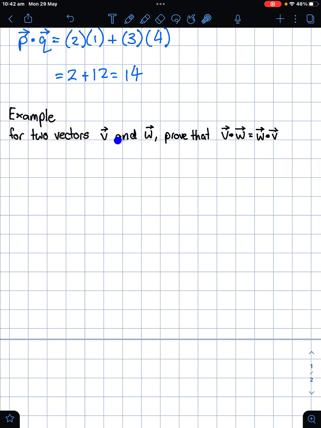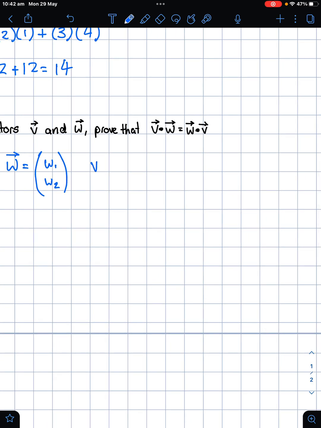All right, now just an example of a proof here. For two vectors v and w, prove that v dot w equals w dot v. So when we do a proof like this, we're looking to break these into vectors. So let's just go, well, v is going to equal v1, v2. So these numbers in here, they're just numbers. Even though I'm using letters, they're pretty much just saying, well, we're going to use this as a general form. So w1, w2.